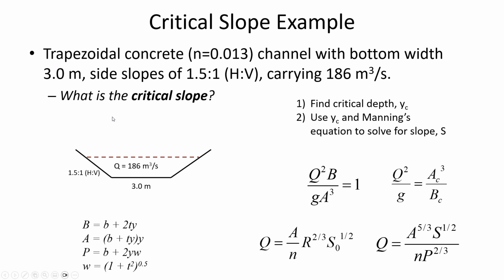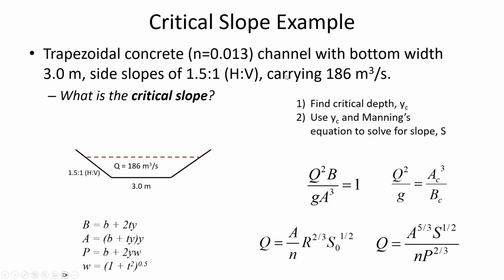So let's say that we have this trapezoidal channel, which is 3 meters wide at the bottom. It's got 1.5 to 1 side slopes. And so when it says 1.5, that's the horizontal, and the vertical is 1. So remember, T is talking about the horizontal component when you've got an assumed vertical of 1. So here, T is going to be 1.5. And it's carrying a flow rate of 186 cubic meters per second.